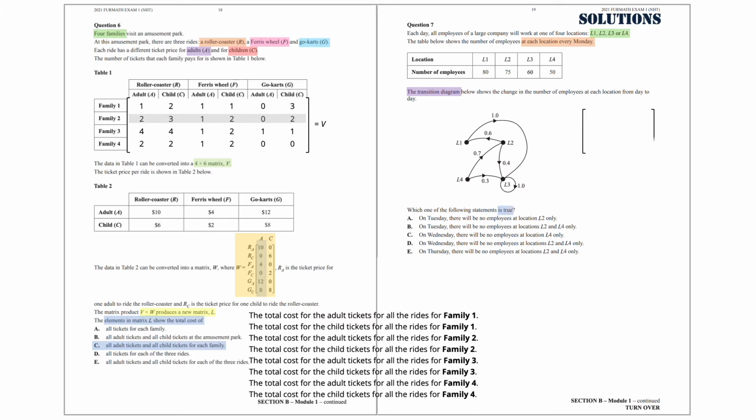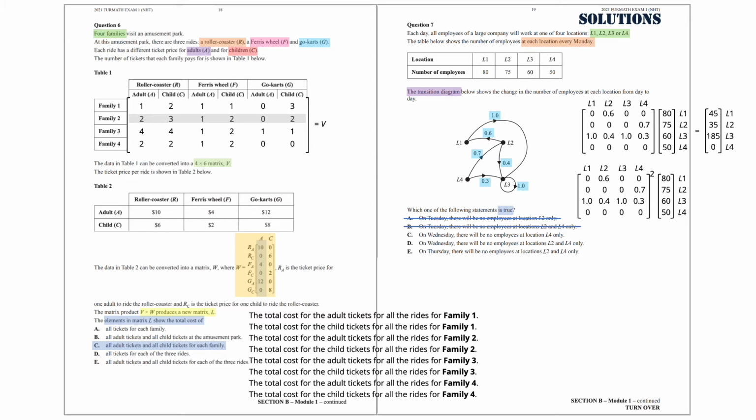First, we are going to calculate the number of employees on Tuesday. Let's convert the transition diagram into a transition matrix. We multiply the transition matrix by the matrix showing all the employees at the 4 locations. So on Tuesday, we have 45 employees at location 1, 35 employees at location 2, 185 employees at location 3, and none at location 4. For this reason, we can cross out options A and B.